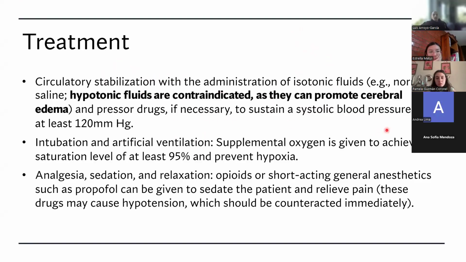We need to sustain a blood pressure that is at least 120 millimeters of mercury. But what we need to try to do is to reduce that pressure in any way. So we're going to check different things. Something else that we need to do, of course, is antibiotics. And then we need to intubate and be sure that there is enough oxygen to prevent hypoxia in the brain.